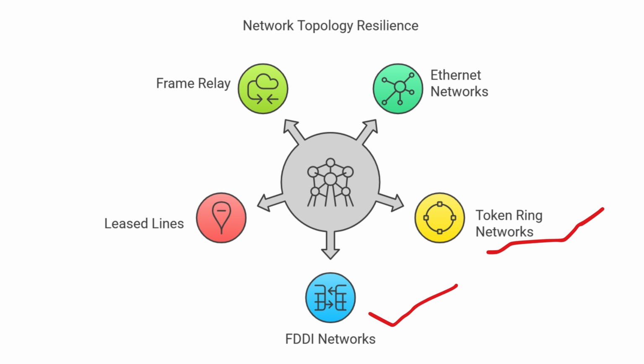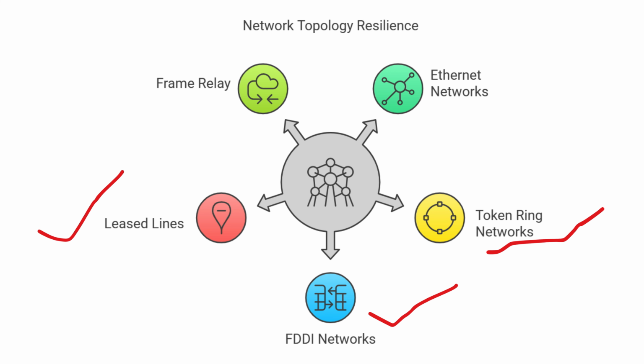FDDI networks. FDDI, Fiber Distributed Data Interface, networks use two rings, a primary ring and a secondary backup ring. If the primary ring fails, traffic is automatically rerouted through the secondary ring. However, some implementations use both rings for performance, eliminating the redundancy. The solution is to always reserve one ring for failover rather than using both for load balancing.